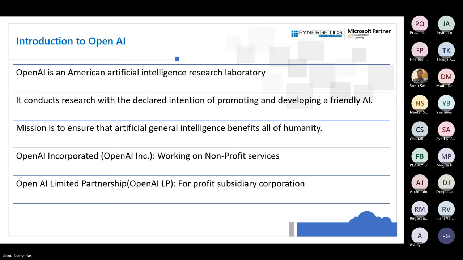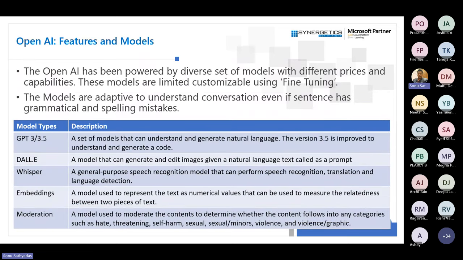OpenAI's mission is to ensure that artificial intelligence goes to everyone. Every human being should be able to use artificial intelligence, not only the developers or experts who are aware of machine learning or deep learning. So a simple human being should be able to leverage the benefits of artificial intelligence, maybe directly or indirectly. OpenAI Incorporated is a non-profit organization under OpenAI, and they have a profit subsidiary for that, which is OpenAI Limited Partnership. These OpenAI models are published for the public, and we can go and subscribe and use these machine learning models.